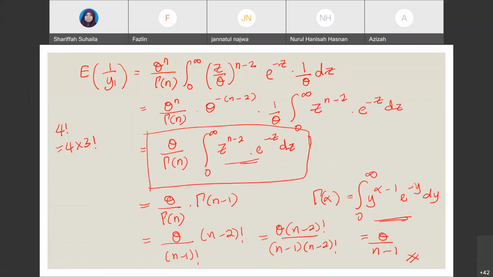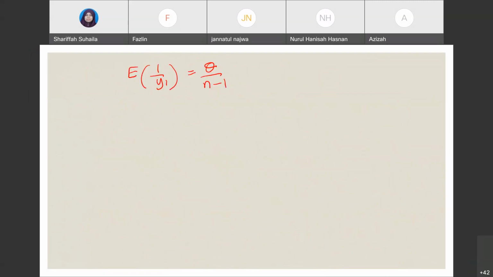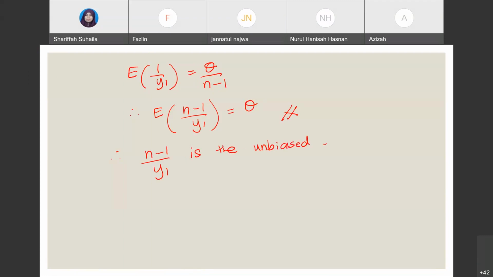That was the question earlier: we want to prove that n minus 1 over y1 is the unbiased estimator of theta. So that means, for this to be an unbiased estimator, the expected value of n minus 1 over y1 equals theta. So n minus 1 over y1 is the unbiased estimator. This is correct, right? It is an unbiased estimator.